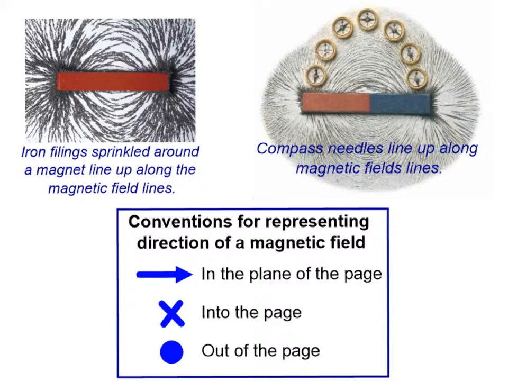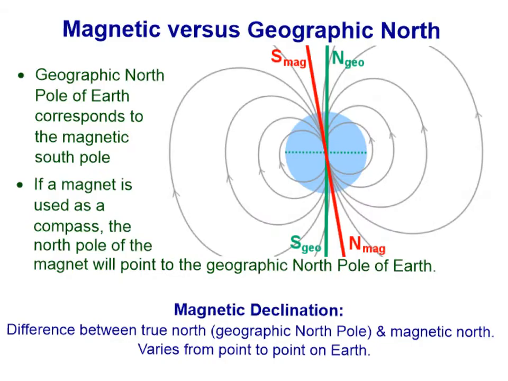And the compass's north pole is going to point to this magnet's south pole. We have some conventions for representing the direction of a magnetic field when we draw these magnetic field lines. Simply a line with an arrow is in the plane of the page. An X will indicate into the page, and a dot will indicate out of the page.